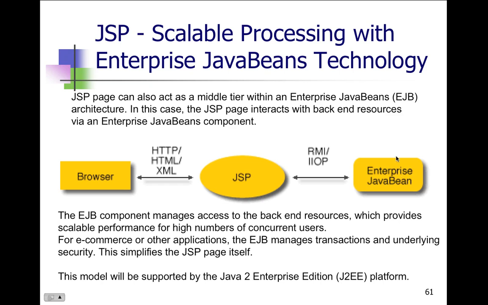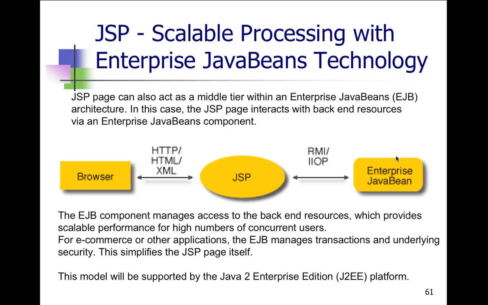So the Java Bean component manages the access to the back-end resources, which provides scalable performance for high numbers of concurrent users, as in the example I just gave you a few minutes ago with the database bean. So for e-commerce and other applications, the Java Enterprise Bean manages transactions and underlying security and simplifies the JSP page itself.